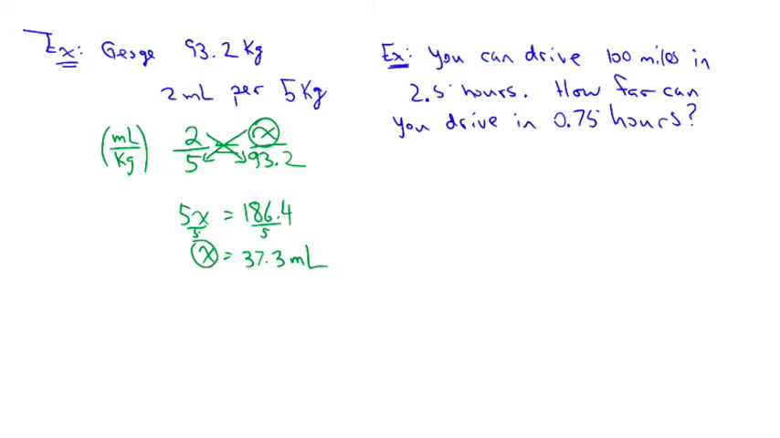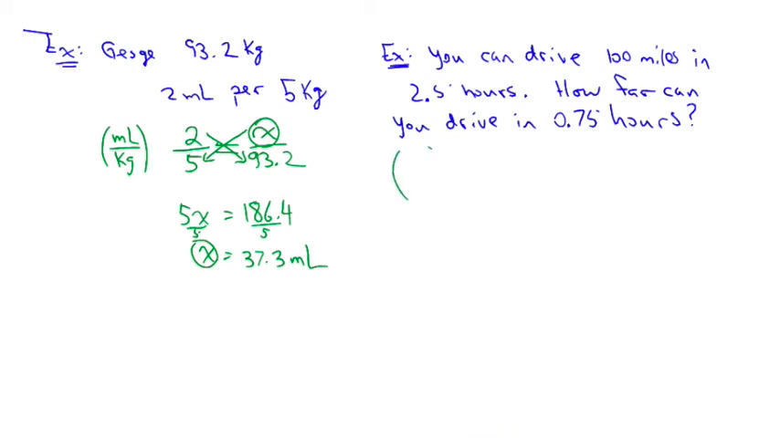So here we have, you can drive 100 miles in 2.5 hours. How far can you drive in 0.75 hours? Now there's like 3 different ways of solving this. You can do pure algebra, but it takes a 2-step process to get to your answer. Or you can do proportions, and that actually works out fairly well.